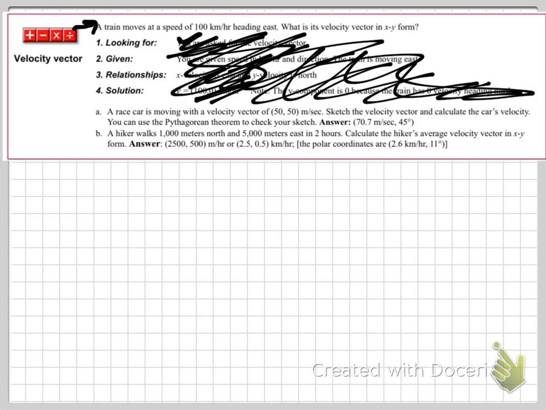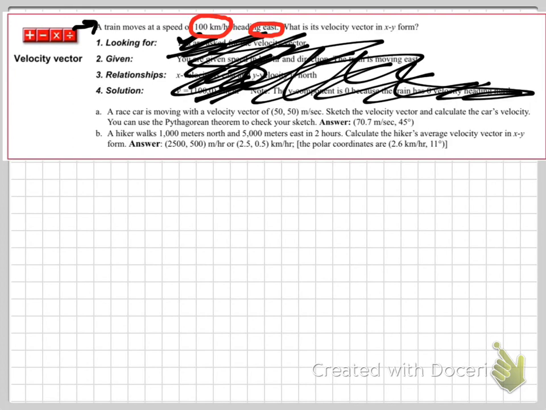So how we've been writing our velocities. Let's do this. We've got its speed, 100 kilometers per hour, and we have its direction, heading east. Remember, east is horizontal, so that's our x direction.